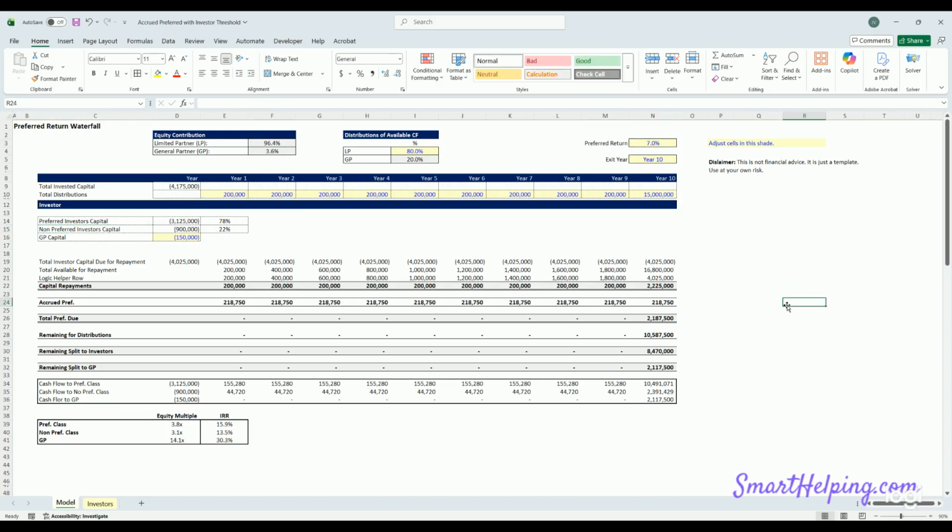You'll see in other waterfall models I've done, usually, for a given year, you'll have a pref paid first, and then remaining amounts beyond that, if there are any for that year's cash flow, will go towards paying off the capital invested.